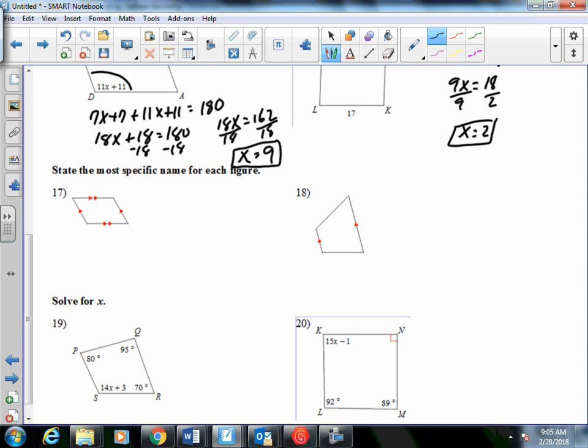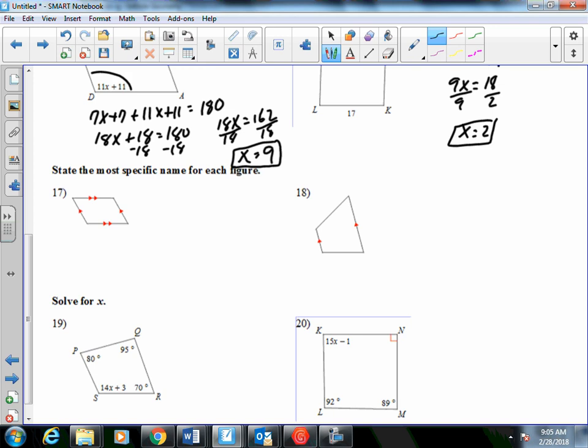All right, 17 and 18, state the most specific name for each figure. These are going to be parallelograms in this section, so you need to make sure you know your list of parallelograms and how they get more specific. Start with a quadrilateral, then a parallelogram, and from a parallelogram you can have a rectangle if all the angles are right angles. You can have a rhombus if all the sides are congruent, or a square if all the angles are right angles and all the sides are the same.